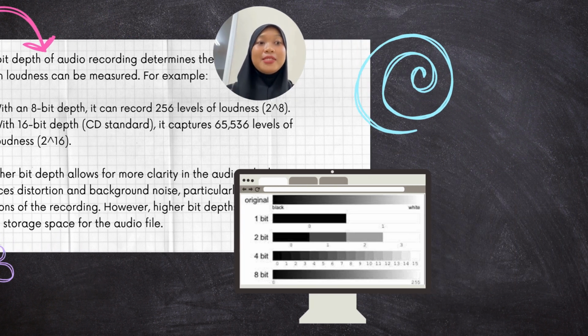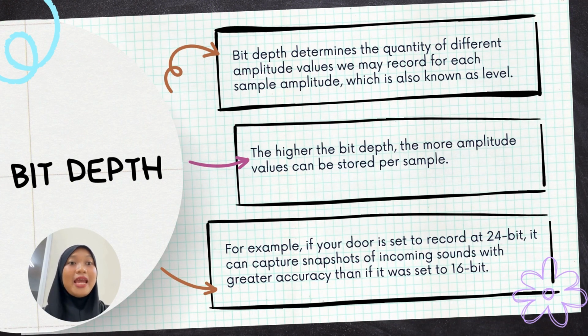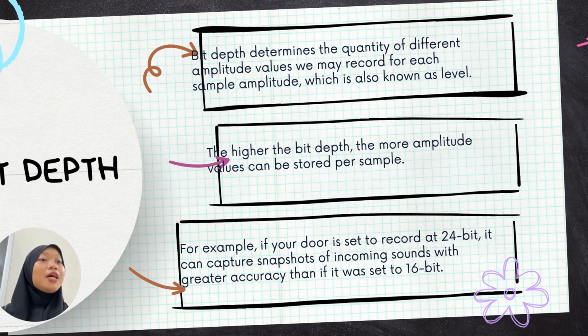Bit depth determines how many different amplitude values we can capture for each audio sample. This is also known as the level of the sample. Essentially, bit depth defines the number of possible discrete amplitude values we can use for each sample. The higher the bit depth, the more values are available, which means greater detail and accuracy in the recording. In simpler terms, higher bit depth allows us to capture more of the nuances in a sound. So if you're recording music or any dynamic audio, higher bit depth ensures a richer and more detailed recording.